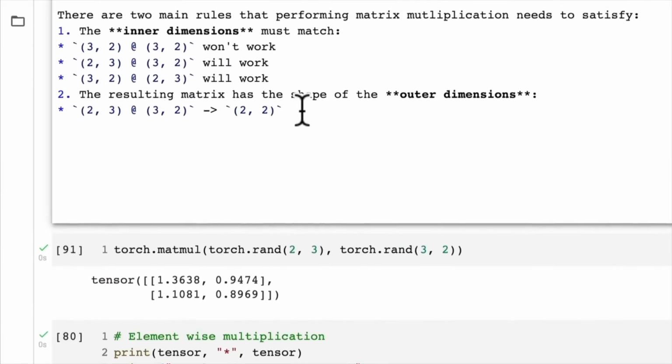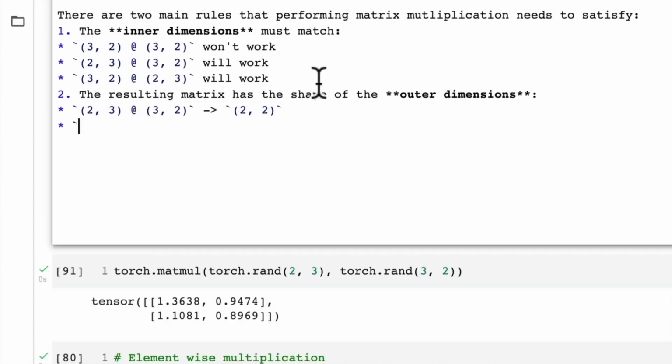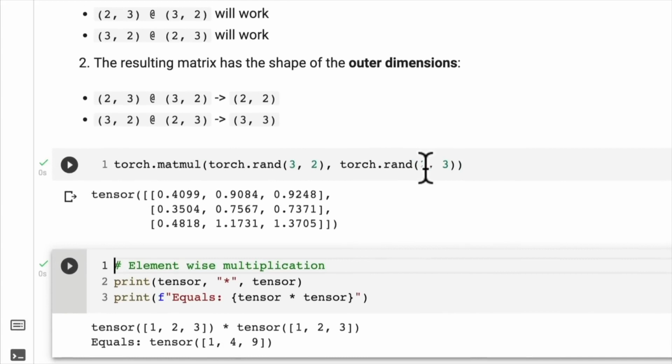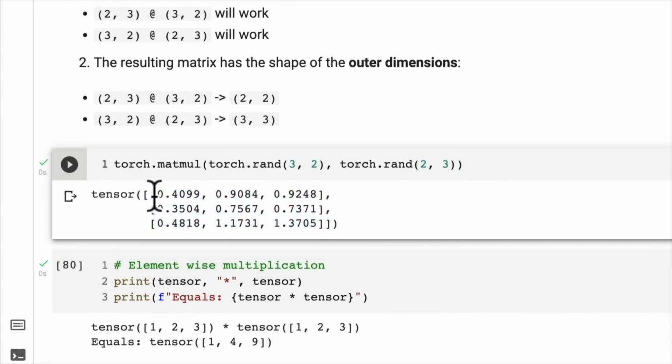Now, what if we did the reverse? What if we did this one that also will work? 3 on the outside. What do you think is going to happen here? In fact, I encourage you to pause the video and give it a go. So this is going to result in a 3, 3 matrix. But don't take my word for it. Let's have a look. 3, put 2 on the inside, and we'll put 2 on the inside here, and then 3 on the outside. What does it give us? Oh, look at that. A 3, 3.